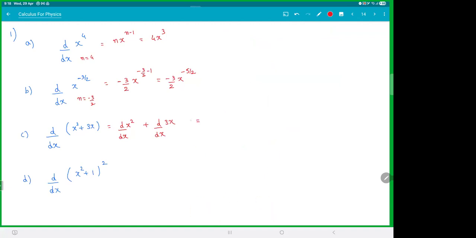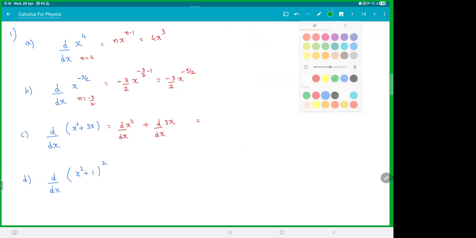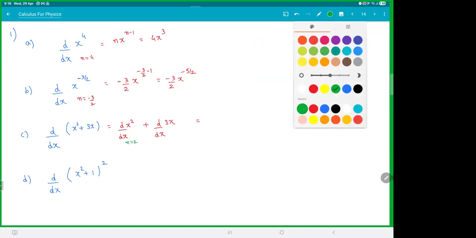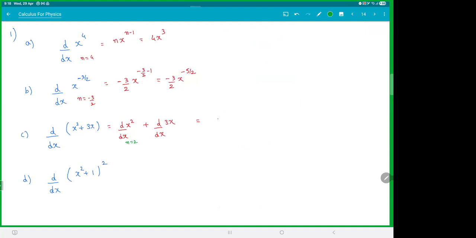Right? So this can be written as the differential of x square. Again, now look at this thing. This is looking like x power n, so n is equal to 2. So this would be 2 into x power 2 minus 1, plus 3 will come outside. This will become dx by dx, and dx by dx is 1. We can check it out. So dx goes off. This would be 2x plus 3.